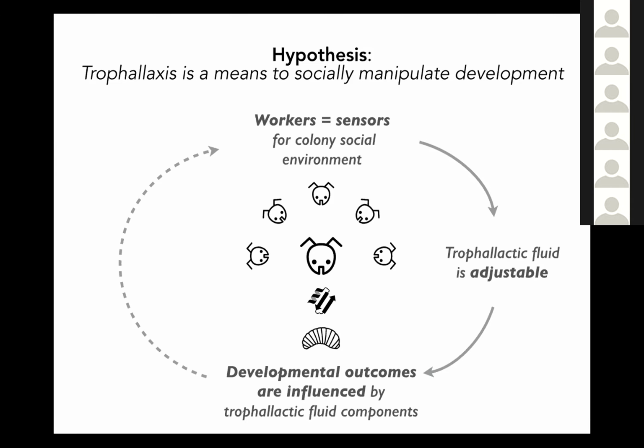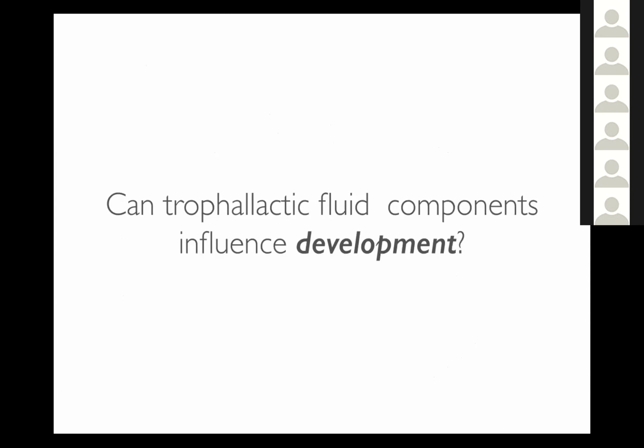So this model is quite cool because it provides a mechanism for what we've observed in social insect colonies for hundreds of years, if not thousands. The fact that they're able to self-regulate their colony development without central control. So is this true? Is there support for this hypothesis?